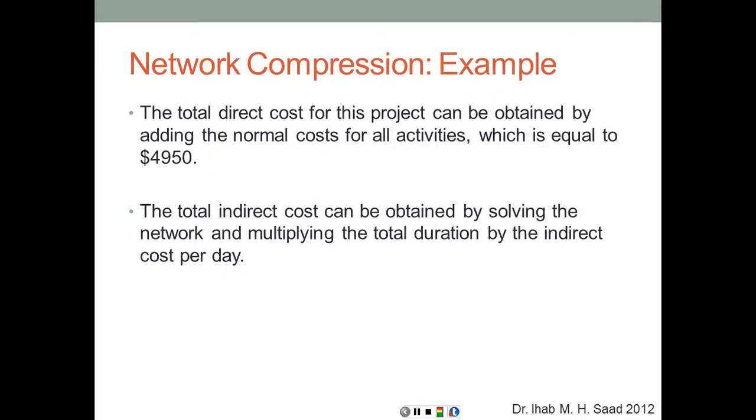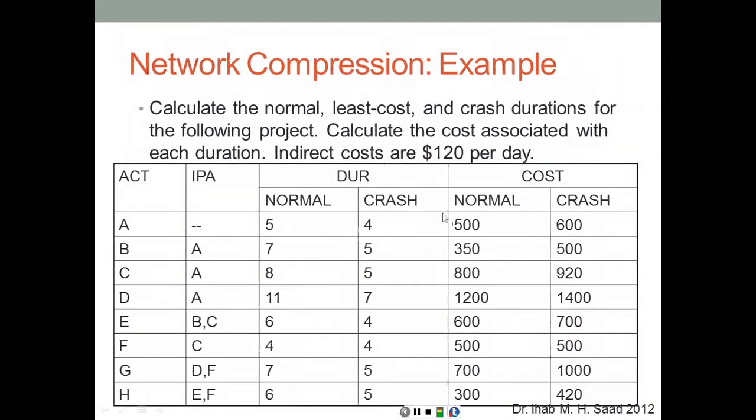The total direct cost for this project can be obtained by adding the normal cost for all activities, which is equal to $49.50. So as you can see here, when you add these normal costs, that's the sum of the direct cost of the project before compression.